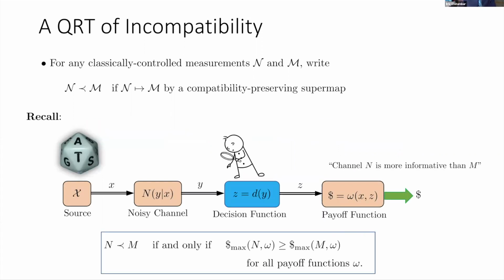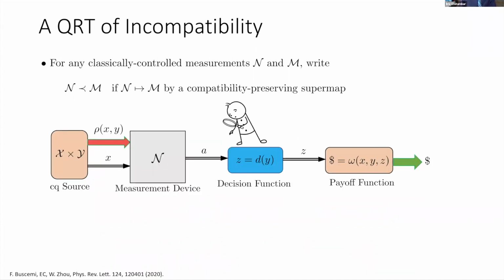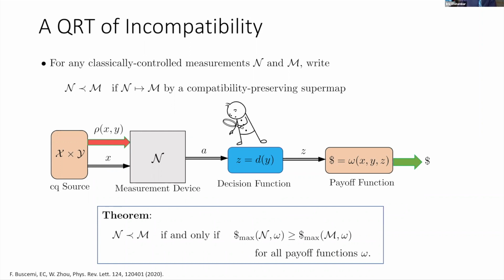Okay, and go back to our statistical decision problem. We saw that when we were comparing channels, we said that N was majorized by M if and only if for all payoff functions, N had a higher maximum value than M. And what you can show here, and this is a result that we obtained recently, is that actually the same thing can be concluded here. Now I have this measurement device, and I can convert my N to an M, I can convert to another measurement device, if and only if for all payoff functions, my maximum score of N is no less than the maximum score of M.